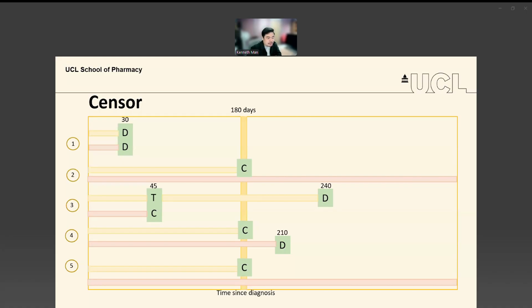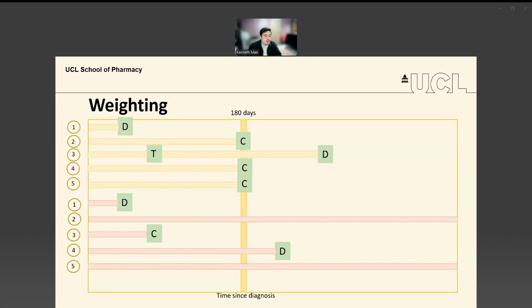So I have done the censoring, the next bit is to do the weighting. So how to calculate the weights? Let's have a look at the clones that were being assigned to the untreated arm. At this particular point, only one censoring occurred. Patient number 3 was censored at this point. At this point, we only have 4 individuals still in our study group because patient number 1 died at day 30.